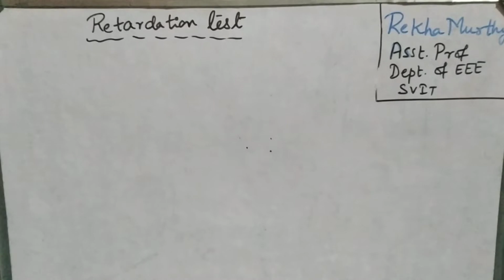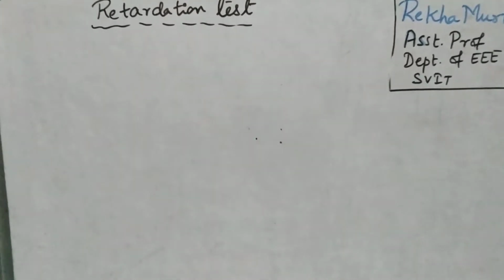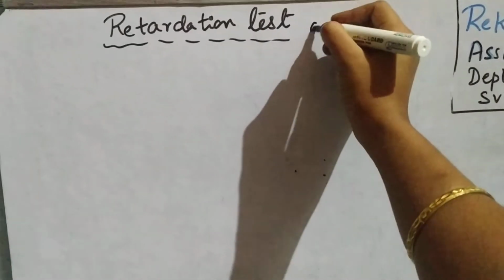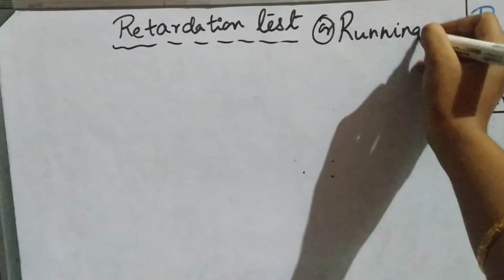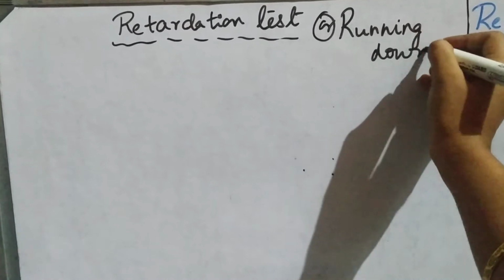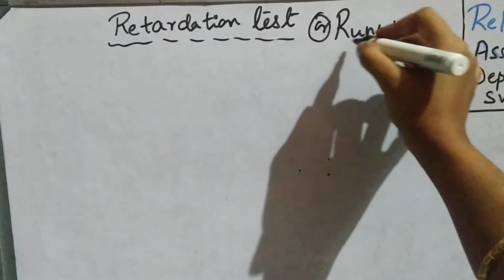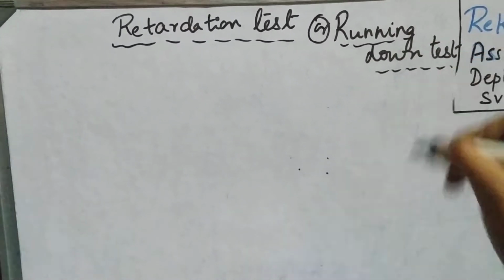Today I am here to discuss the concept of the retardation test of electric motors, a subject of 4th sem. This retardation test is also called a running down test. I will tell you why it is called a running down test at a later stage.